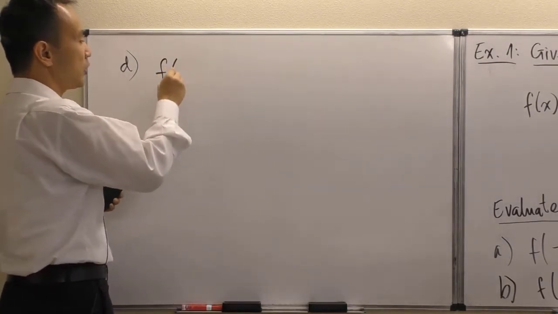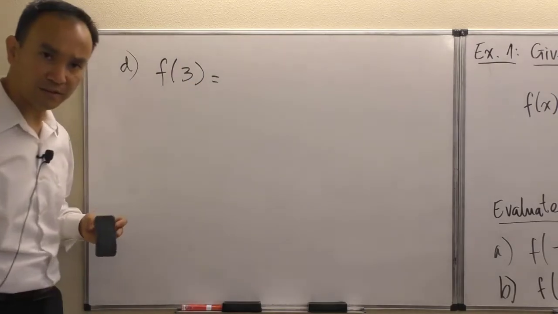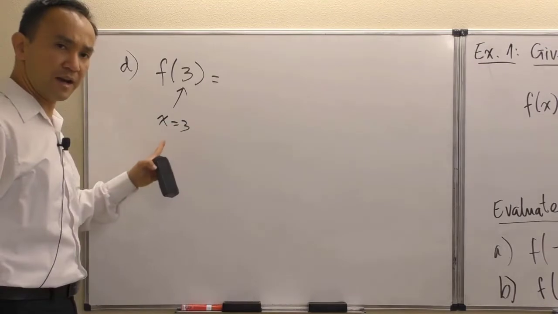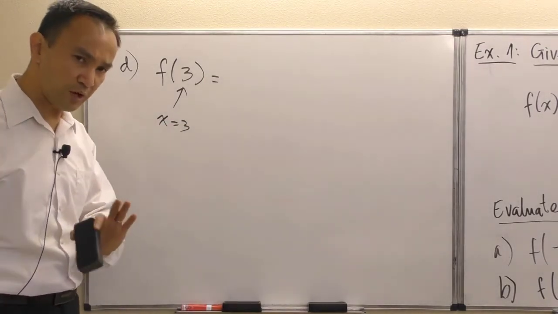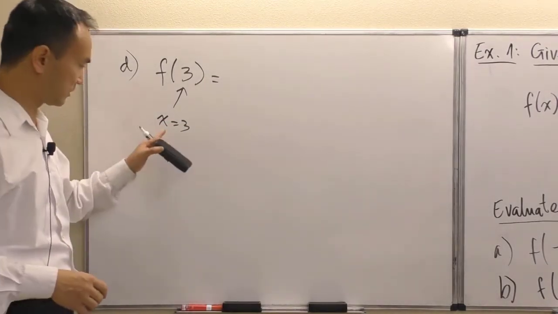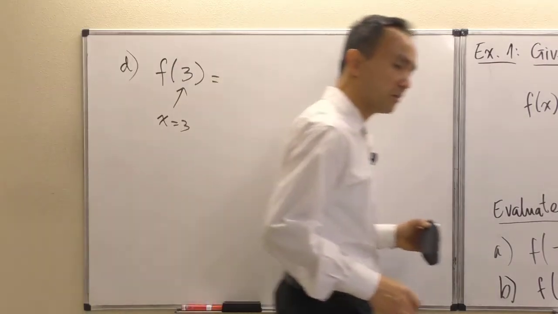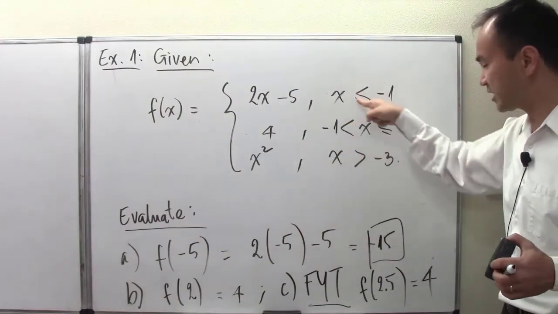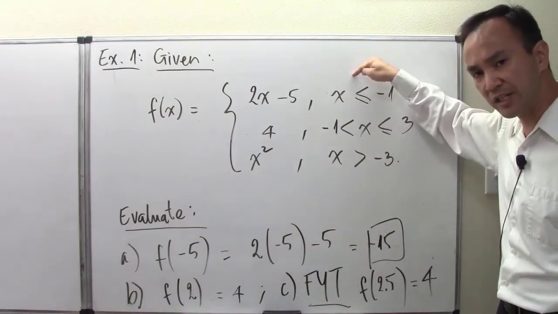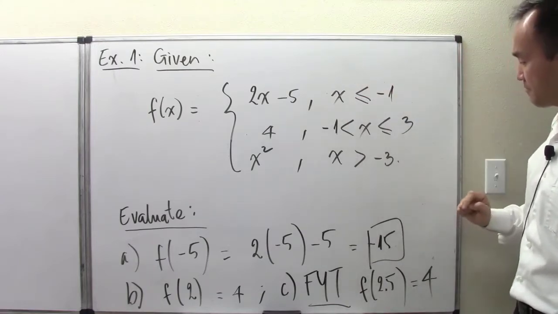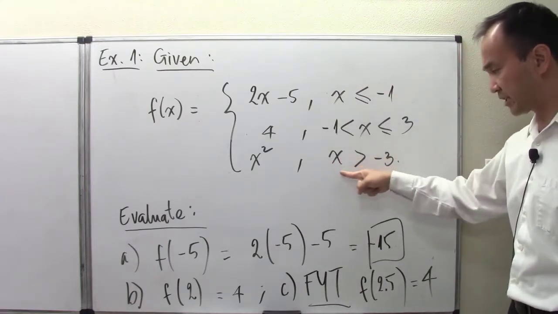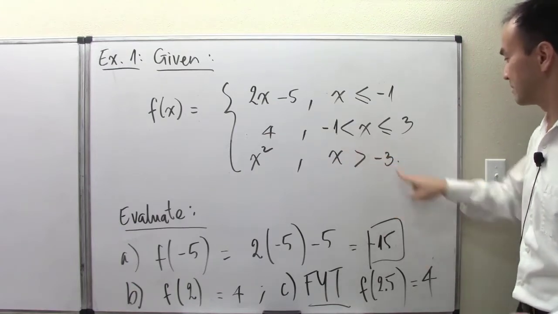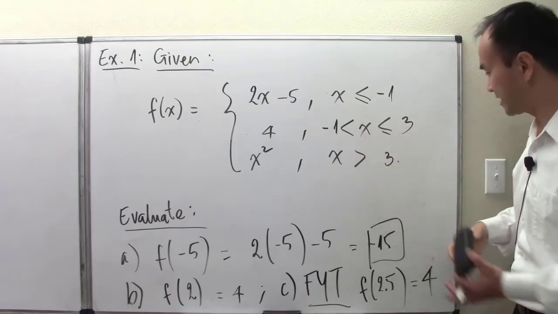we want to evaluate f at 3. F at 3. So the input, as in the note right here, is x equals 3. Let's look at the 3 conditions. Which one includes this input? Which one of the 3 conditions includes the input x equals 3? This one says x is less than or equal to -1. So 3 is not in this zone. This one says x is strictly greater than -3. So are we including -3 in here? Nope. I mean, it's 3. Okay? It's a typo there.